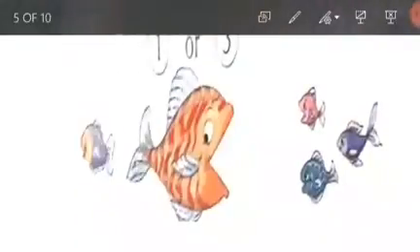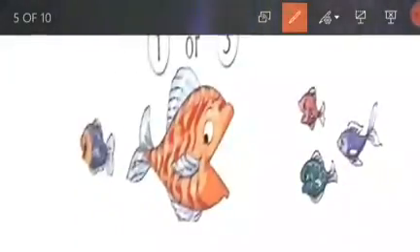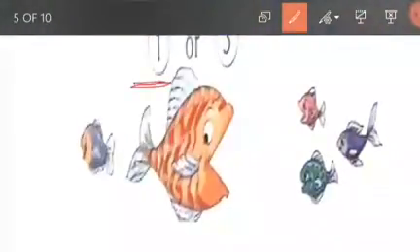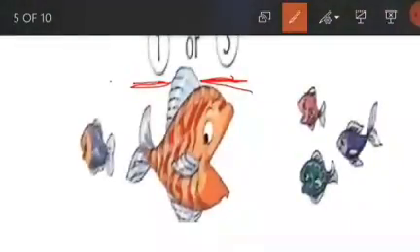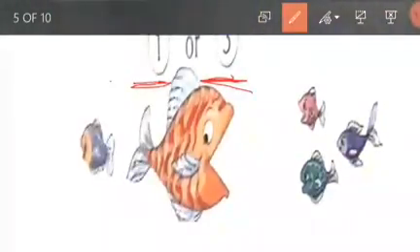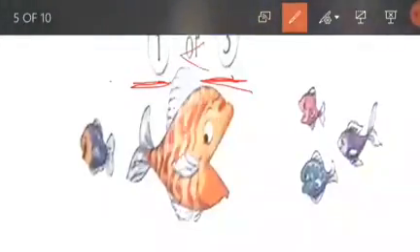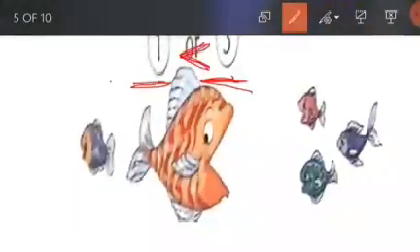Now next one is less than. The fish turns away from the smaller number of fish. The numbers are 1 and 3. So we write here 1 is smaller than 3, or less than 3. So we use this symbol here.